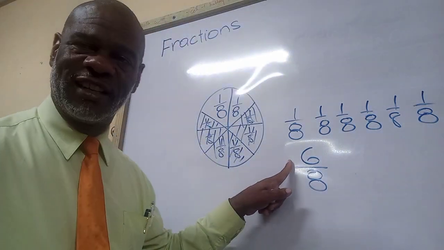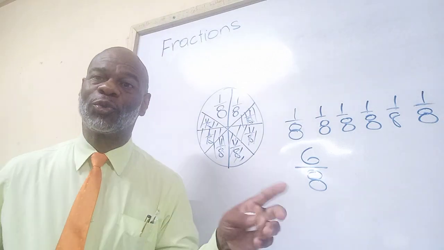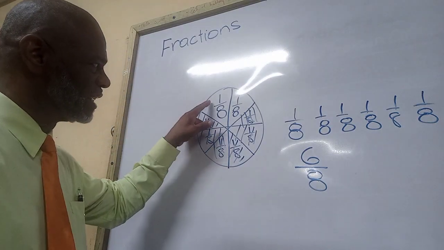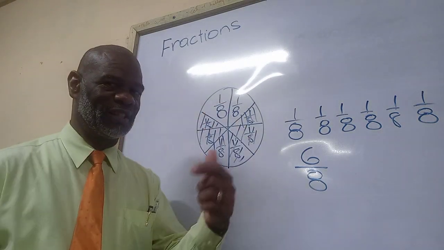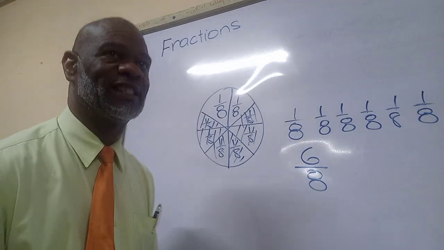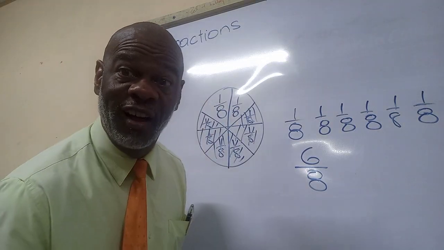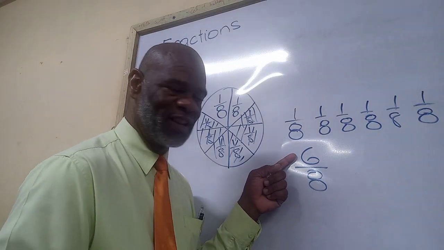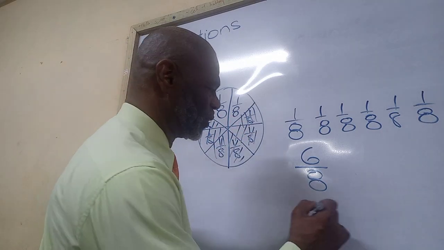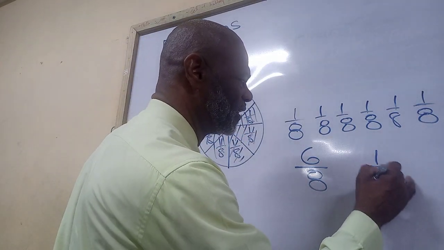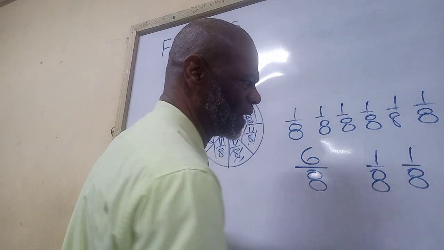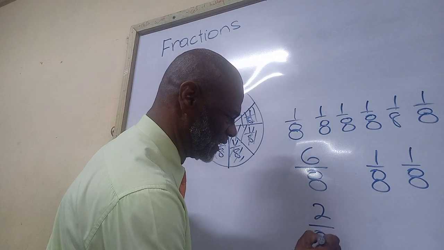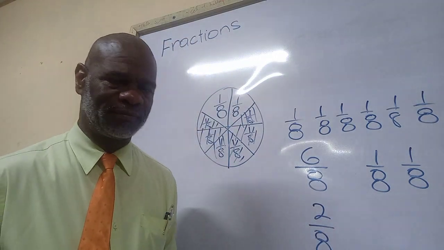Now, our two friends came late for some reason. They're supposed to be equal slices, but this one looks bigger. So how many do we have left after we take out 6? We have 1, 2. So we have 1/8 plus another 1/8, and that makes 2/8. So that's 2/8 of the slices.